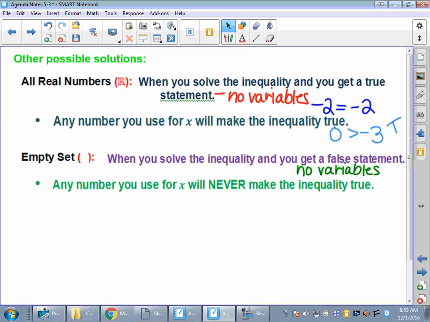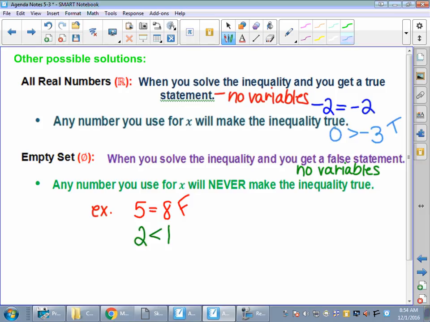When we were dealing with equations, we might have gotten something like 5 equals 8. That's definitely a false statement. Oh, by the way, empty set is our no solution symbol. When we're dealing with inequalities and we're looking for a false statement, we might have something like 2 is greater than 1. Sorry, 2 is less than 1. I wrote it right. 2 is less than 1 is a false statement. Therefore, there is no solution, there are no variables left, and we have a false statement.